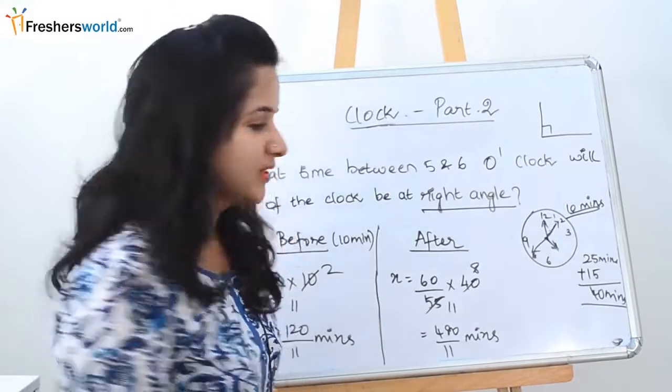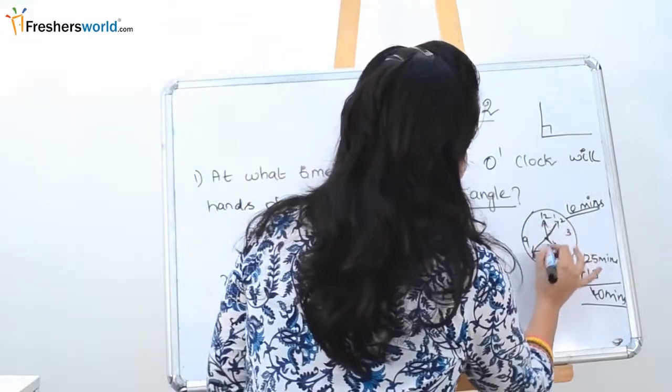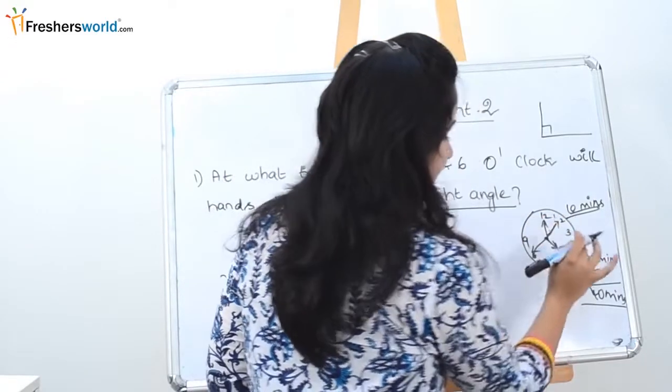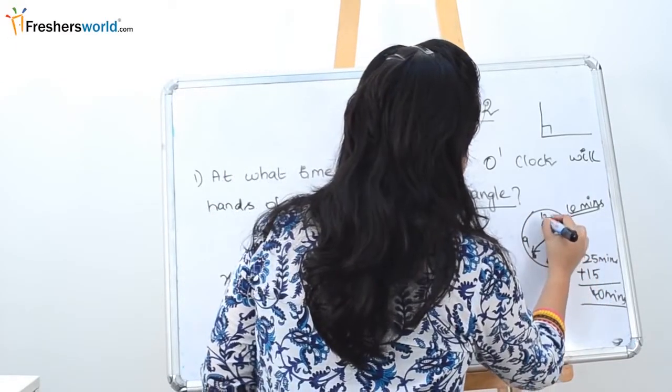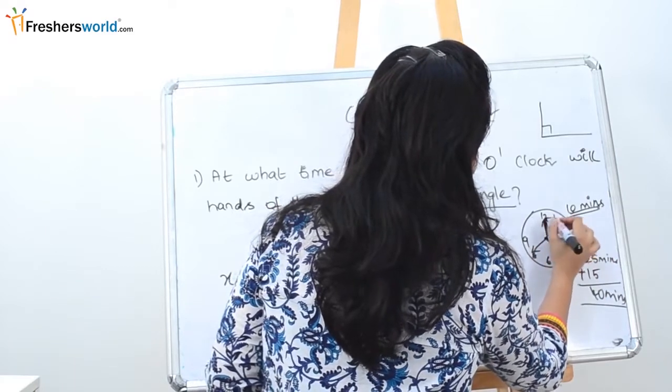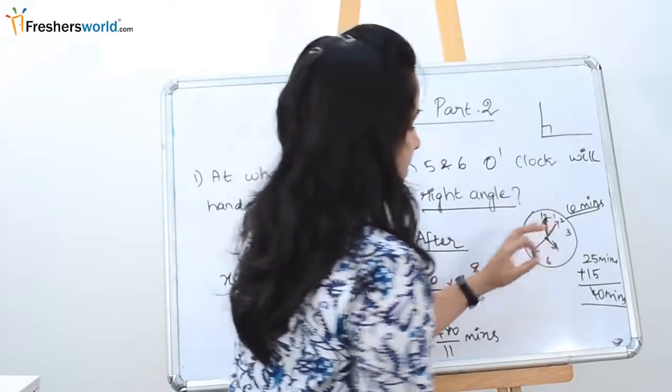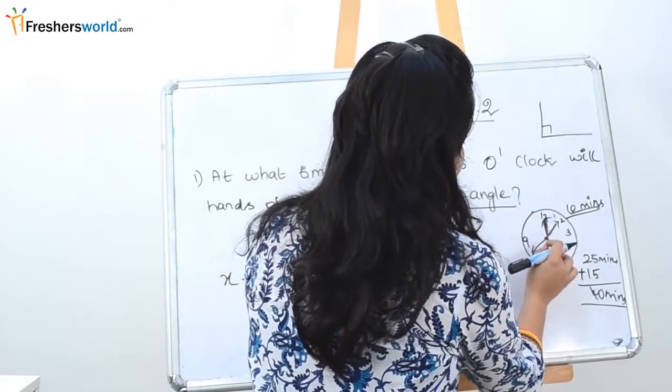So how did we do this? We took the clock. We know it starts from 5 o'clock and ends at 6 o'clock. For the first time for them to be at 90 degrees, your minute hand has to move for 10 minutes, which is nothing but 10 minutes of gain to get a right angle. Similarly, after crossing each other, it has to go here.